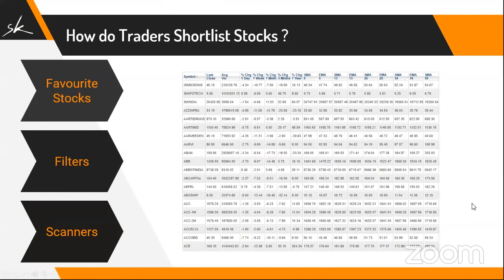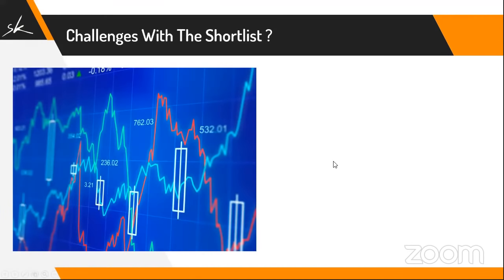Now, moving ahead, what happens is when you create this shortlist, you will face a lot of challenges, especially when it comes to the demand and supply analysis. The first thing is if your list is very, very small, and now when you're looking at identifying your demand areas or supply areas on a very small list, you might not be able to identify some quality zones.